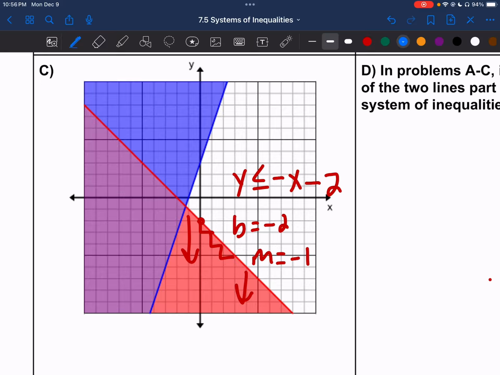My blue line, I'm crossing my y-axis at 3, so my b value is 3. I'm going up 3 and right 1 each time. So my slope is 3. It's solid, and I'm graphing above it. So it's going to be y is greater than or equal to 3x plus 3.